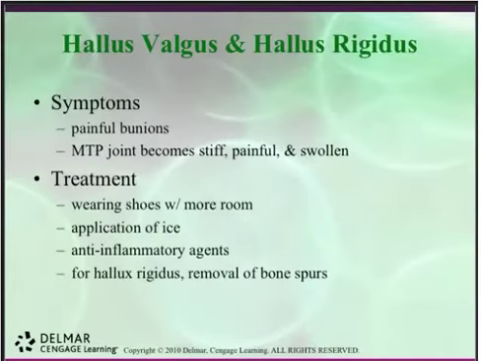Okay, symptoms are painful bunions. The metatarsophalangeal joint becomes stiff, painful, and swollen. The treatment is to wear shoes with more room, use ice to reduce inflammation, and anti-inflammatory agents such as NSAIDs, and in some cases corticosteroids can be used. And for Hallux rigidus, we try to remove bone spurs in order to decrease inflammation.